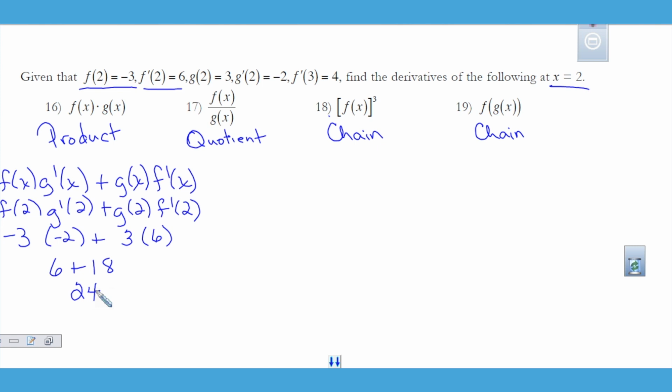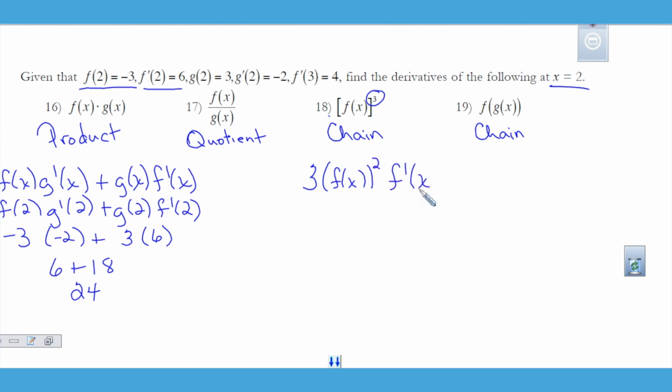I want to show you the product one, and you can do the quotient one if you want to, but I want to go to the chain. So in order to take this derivative, you have to apply the most outside thing, which is the cube. So it's going to be 3 times, leave the function alone, squared times the derivative of the inside.